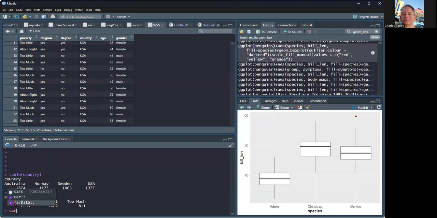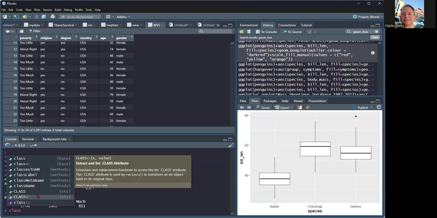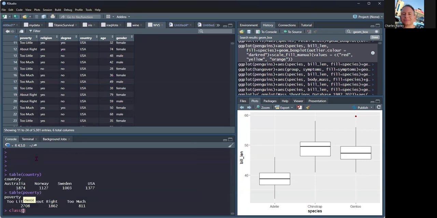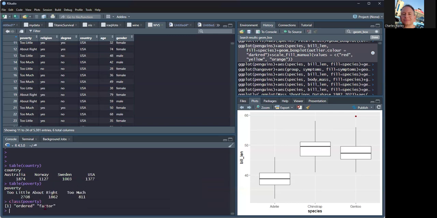package, right? This is the car data package. It basically is the World Value Survey, so WVS, World Value Survey. If you just take a look at poverty, all you have to do is ask class. This is kind of important. You see, it's a factor, but it's an ordered factor, meaning it recognizes this order.